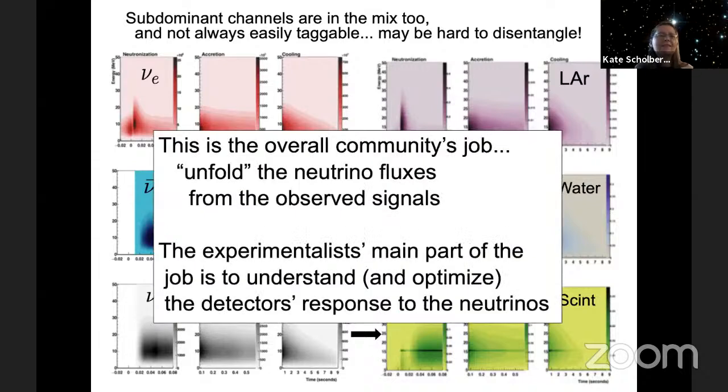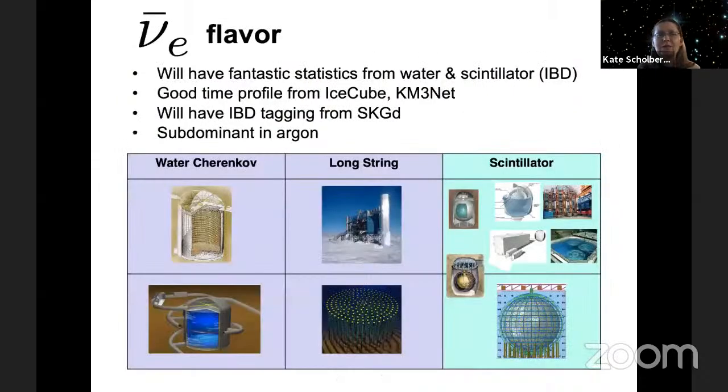And so that's the job of the community, of experimentalists in collaboration with theorists: how can we unfold the fluxes? How can we get the original truth of what the neutrinos are coming out from the observed signals? And experimentalists, we have to understand and optimize the detector's response to the neutrinos.